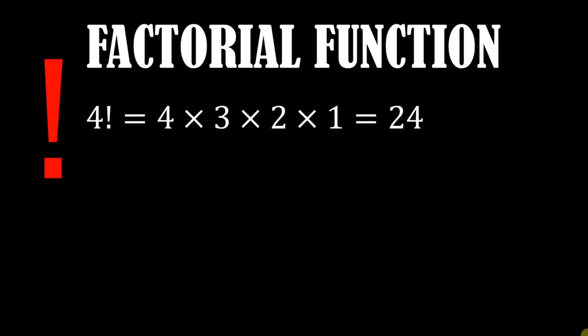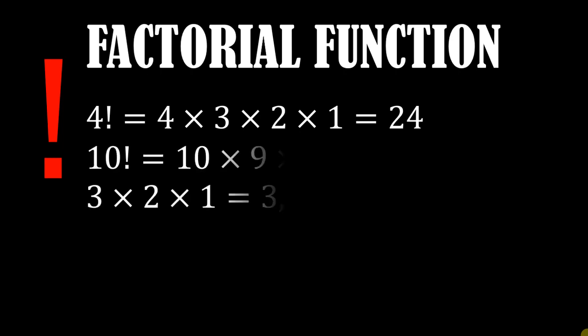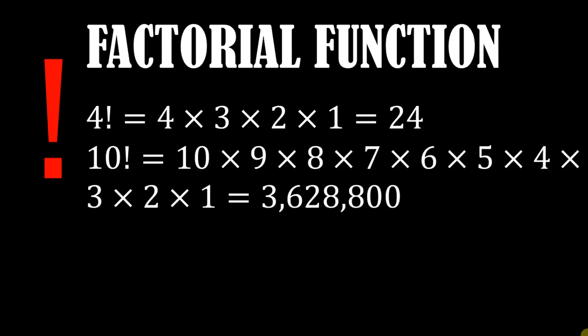Okay, pwede na natin gamitin yung factorial function. So, ito yung symbol na yun. So, for example, 4 factorial, that is equal to 4 times 3 times 2 times 1, and that is 24. Kung 10 factorial, that is 10 times 9 times 8 times 7 times 6 times 5 times 4 times 3 times 2 times 1, and that is equal to 3,628,800. Kapag 1 factorial, obviously that is 1. Pero paano kapag 0 factorial? Ang sagot pa rin is 1.